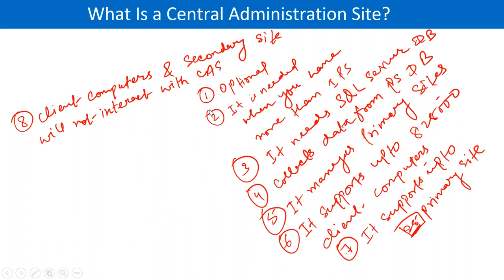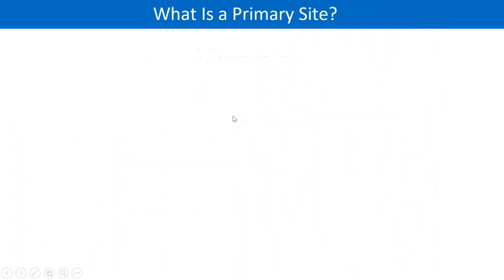Let me take you to the next slide. That is primary site. Primary site is the main mandatory site. Make a note of it. Without this, you cannot do anything related to SCCM. All the policies and everything are created in primary site, and then travel downward to the client computers. Generally, we install it in the headquarters.